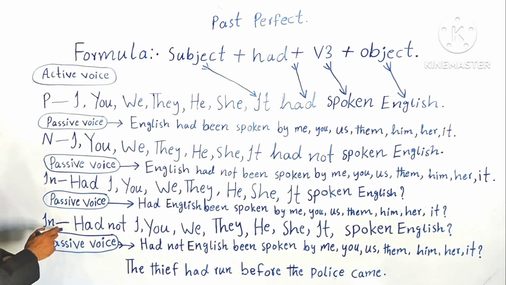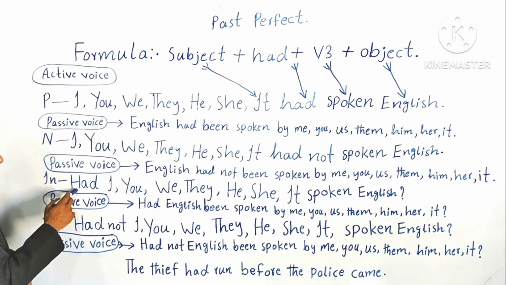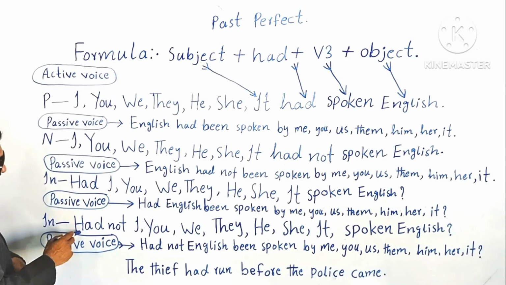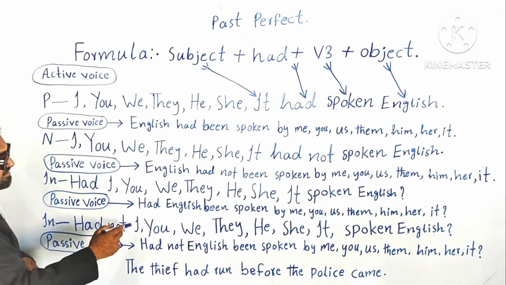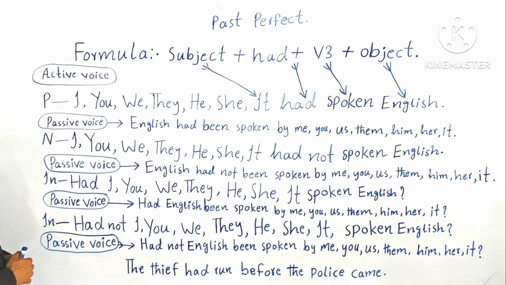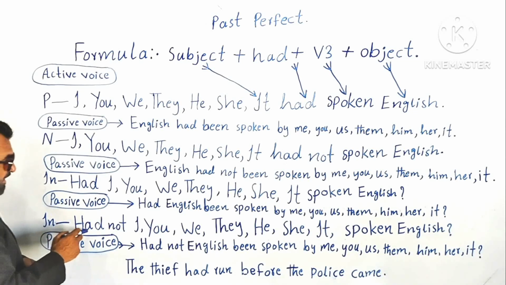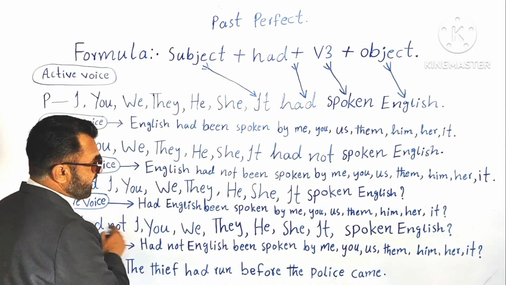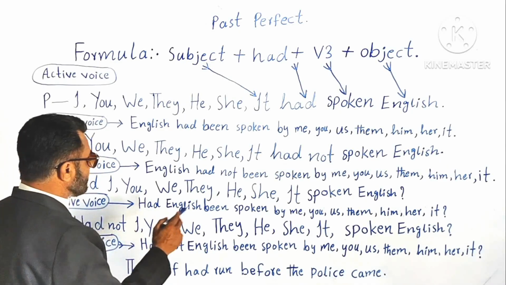Now, this is the last example of active voice, that is called interrogative negative. Interrogative negative sentence. Understood? Now, here in interrogative sentences, first was the helping verb, then the subject. But here it is, had not, then the subject starts. Had not plus subject plus main verb plus object in an active voice sentence. Now let's read it. Had not I spoken English? Had not you spoken English?